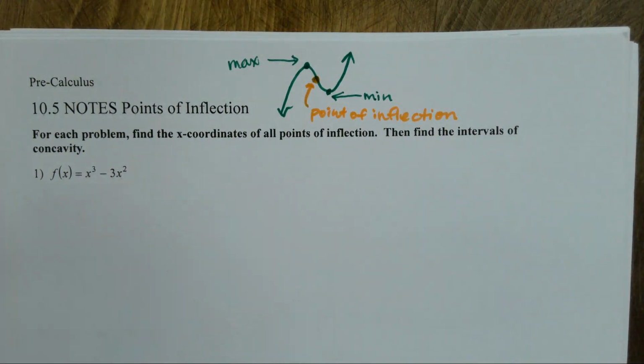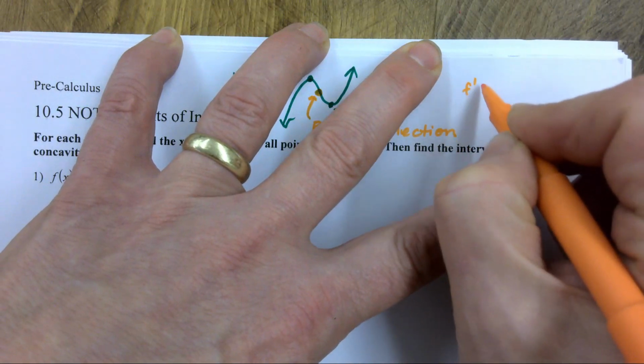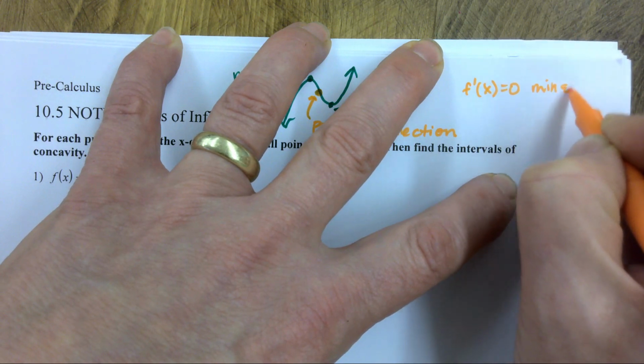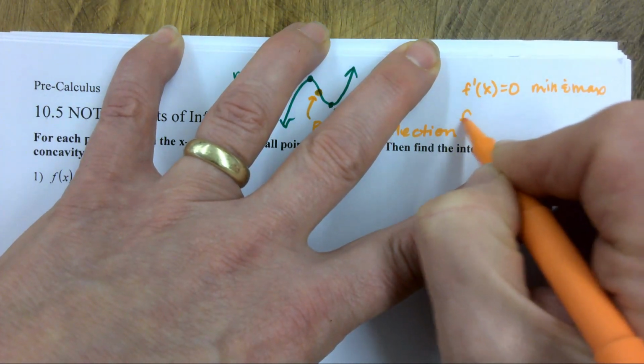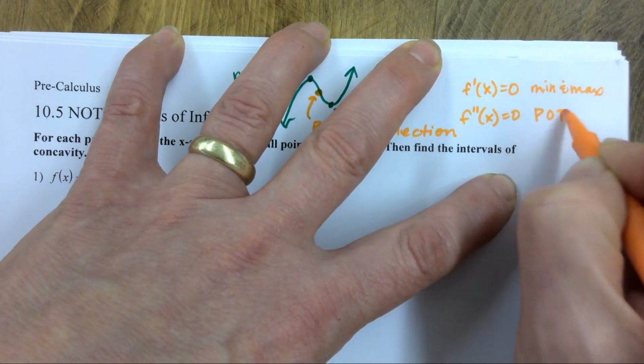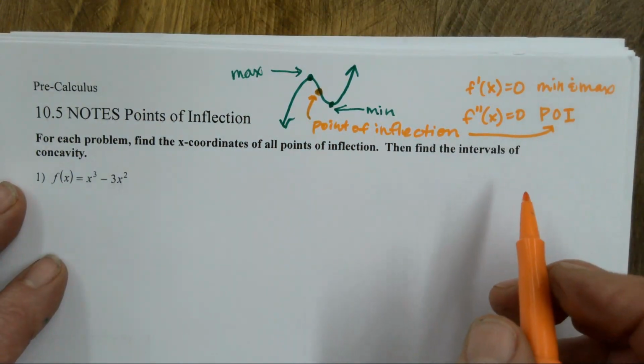How do you find that point of inflection, where it changes concavity, where it goes from concave down, opening down, to concave up? That happens when the second derivative equals 0. So f prime of x equals 0 at mins and maxes. f double prime of x equals 0 at a point of inflection. POI, point of inflection, and that is where it changes concavity.